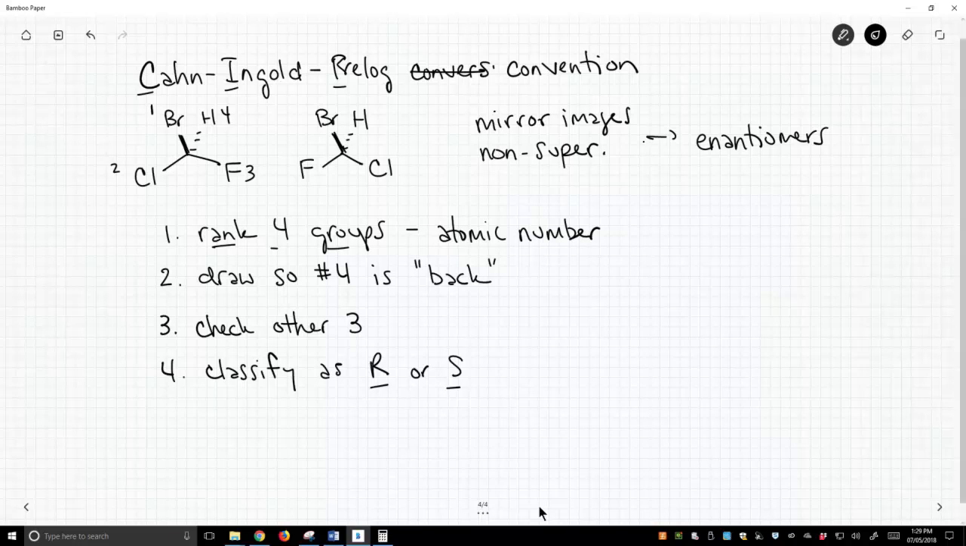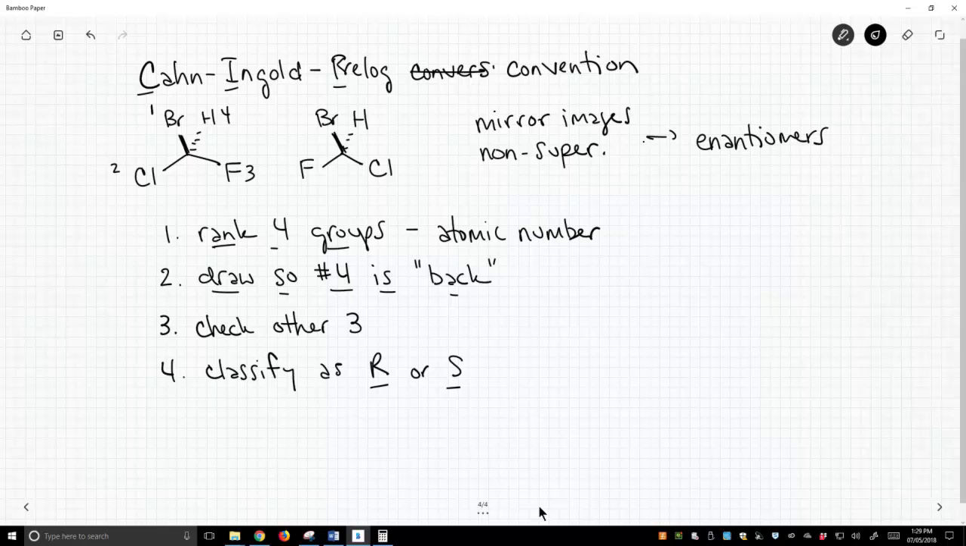We want to draw our molecule, so we've ranked our groups. Let's draw our molecules, so number 4 is back. Well, I've conveniently shown this already with the hydrogen being back. So our 4 priority group is back. It has this hash bond, and that signifies it as being back.